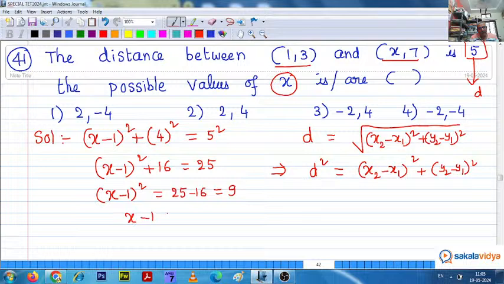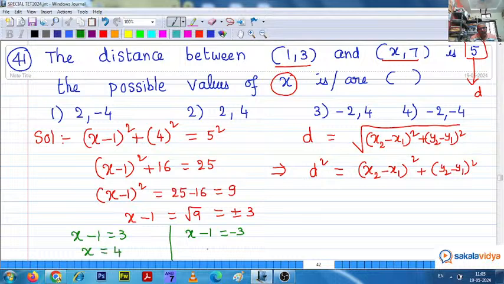So x minus 1 is equal to root of 9, that is plus or minus 3. We get two cases. x minus 1 is equal to 3, x minus 1 is equal to minus 3. So x is equal to 3 plus 1, 4, x is equal to minus 3 plus 1, minus 2. Therefore x is equal to minus 2 comma 4. The possible values are minus 2 comma 4, that is the third option is the right option.